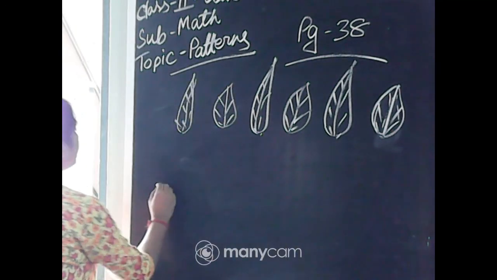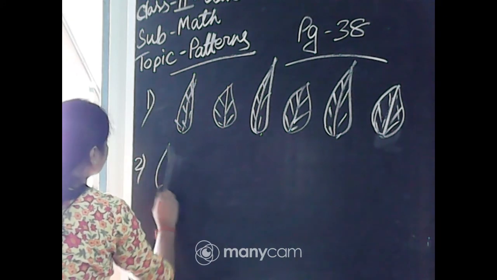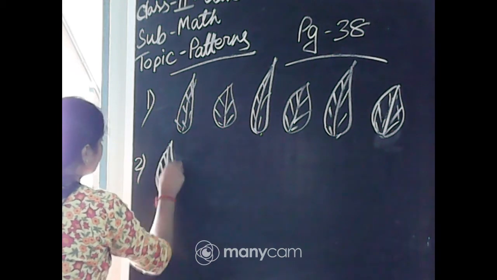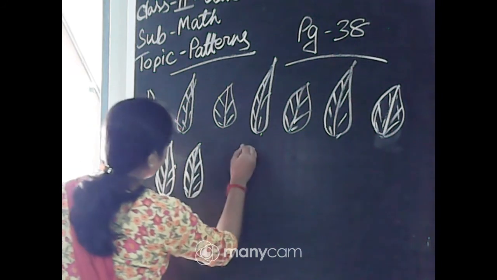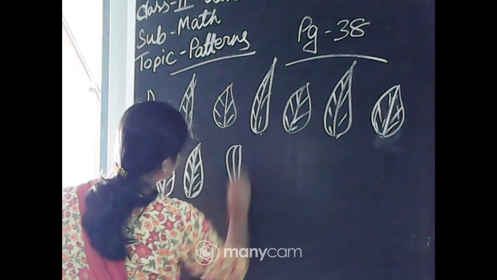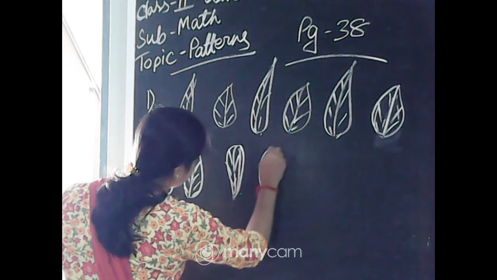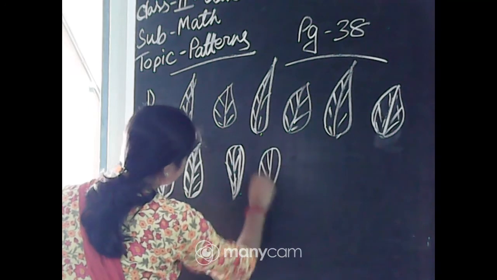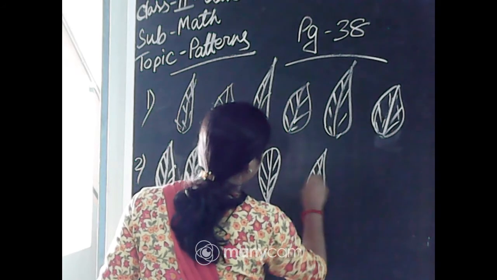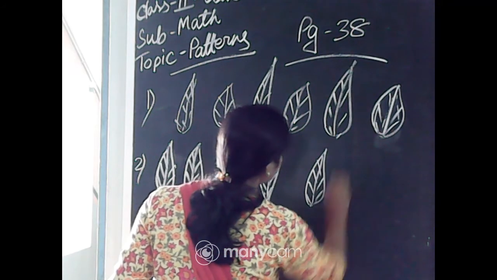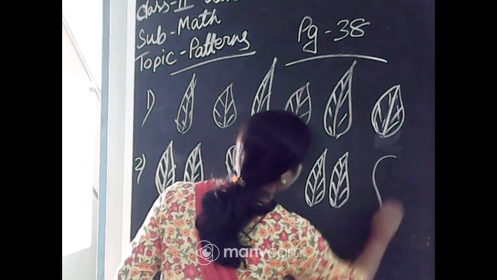All are mango leaves, two mango leaves in this. This is number 2. Two in this way and two in this way, head down. Understood, beta? Again, two with head up, two with head down.